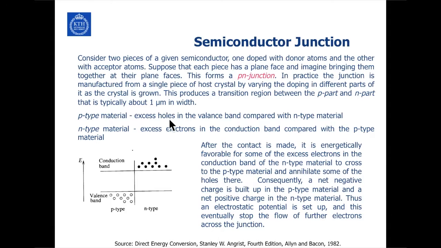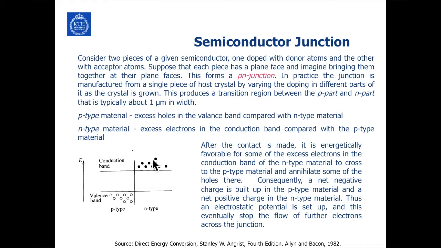Then as we talked about, p material has excess holes in the valence band, and n material has excess electrons in the conduction band. When the contact is made, the excess electrons in the conduction band of the n material cross into the p-type material and annihilate some of the holes sitting in the valence band. Consequently, there is a net positive charge in the n-type material.